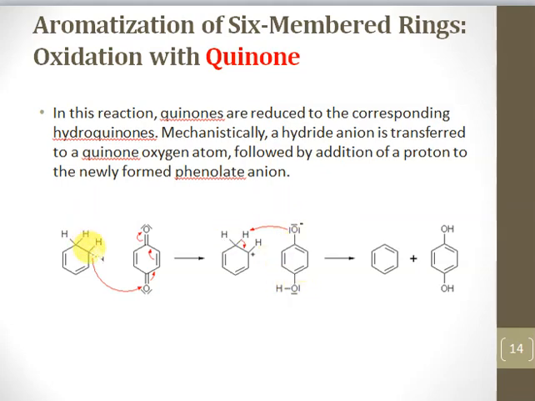Now we have a positive charge on this carbon. What happens is that this negatively charged oxygen will pick up the other proton, and this proton will then leave, giving its electrons between this carbon and this carbocation. Here it's important to note that the hydrogen transferred to the quinone is hydride, and the one picked up by this hydroquinone is a proton.